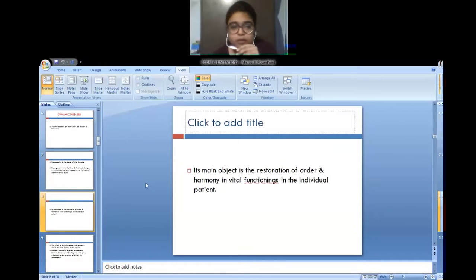So homeopathy's main object, our main aim, is the restoration of order and harmony in the vital functionings of the individual patient. So we have to restore that disordered vital force into normal order, and after that the functional changes again come into a harmonious way in the individual patient. So that is the object of homeopathy. That is the aim as a homeopath.